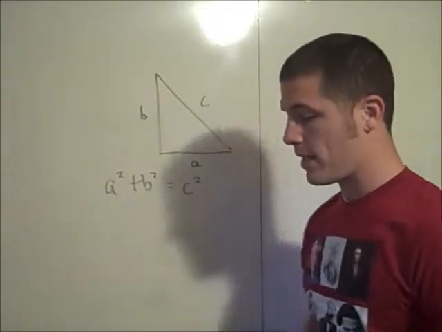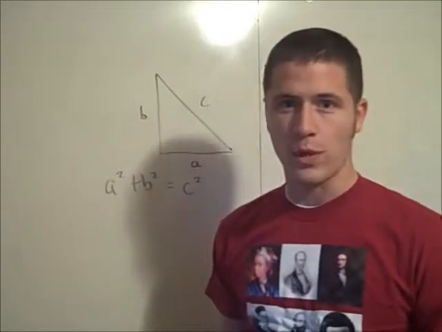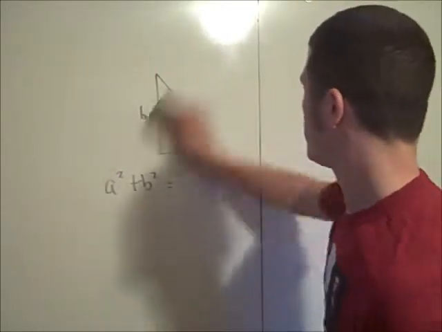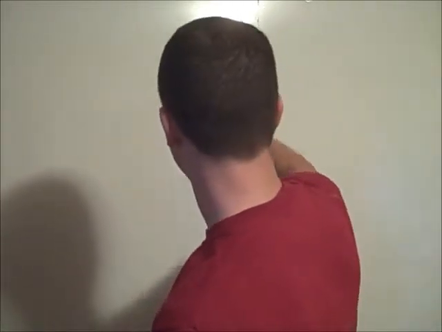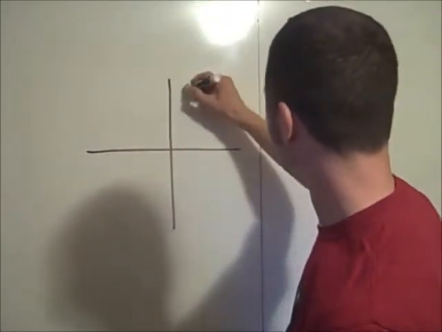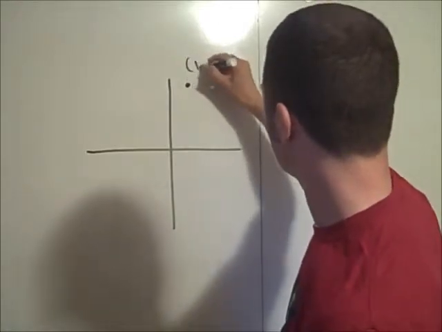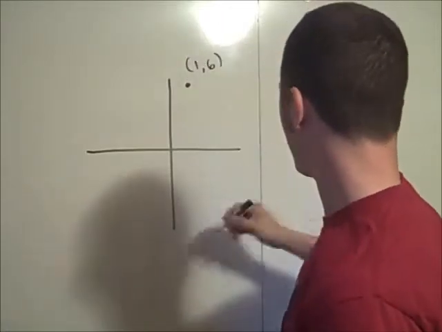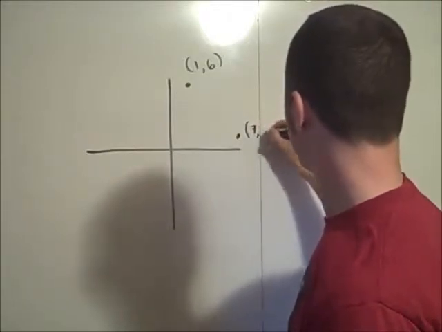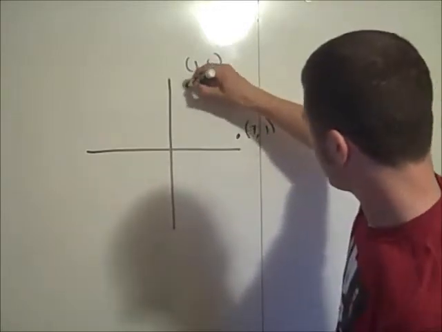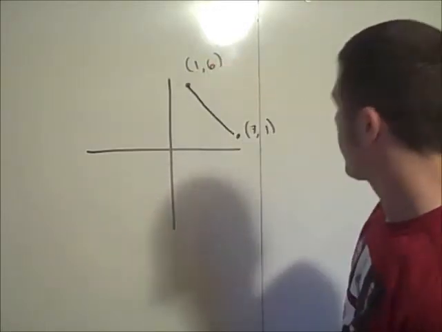So we're going to keep this in mind when we're trying to find the distance between 2 points in the Cartesian plane. So imagine that in the Cartesian plane, we have some point here at maybe 1, 6, and we have some other point here at maybe 7, 1 or something. So you want to find the distance between these 2 points. You want to find that length.